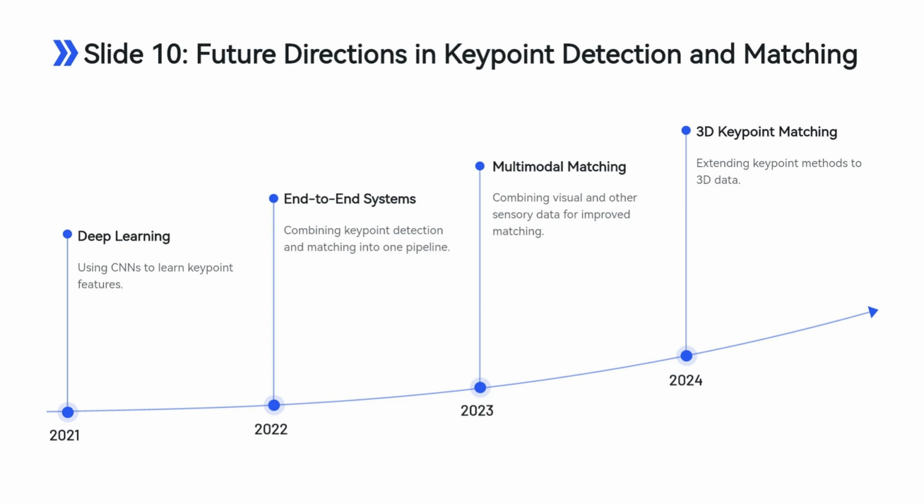Recent work explores using deep neural networks, CNNs, to automatically detect and describe keypoints, which could improve robustness and accuracy compared to traditional methods. These deep learning models can learn features directly from data, potentially removing the need for handcrafted descriptors. End-to-end systems are becoming more common, where keypoint detection and matching are integrated into a single pipeline that can be optimized jointly for accuracy and efficiency.